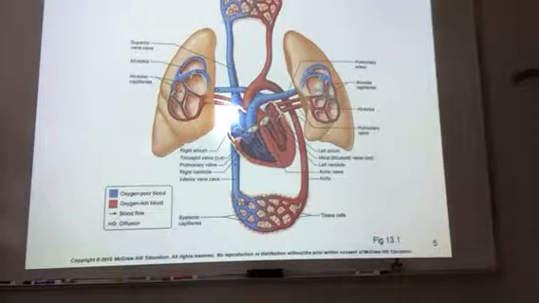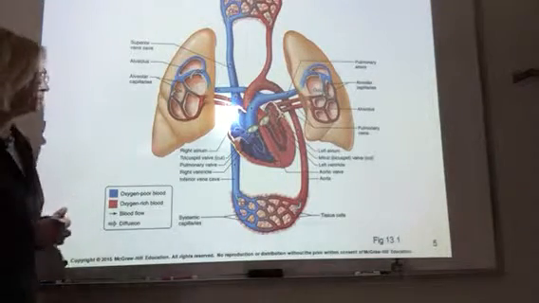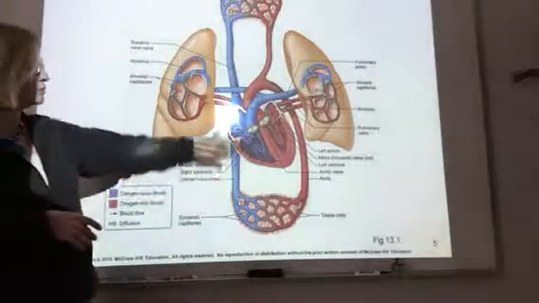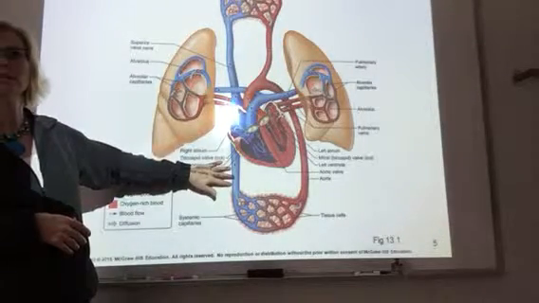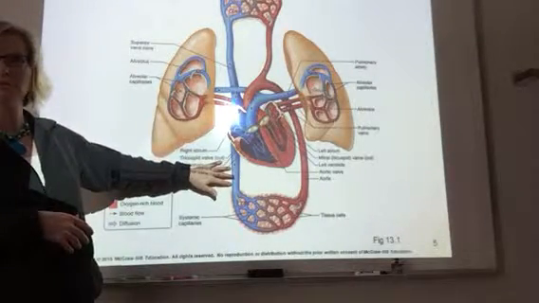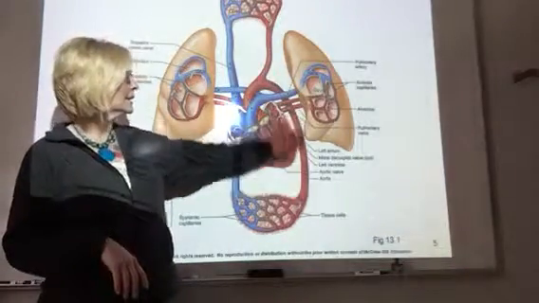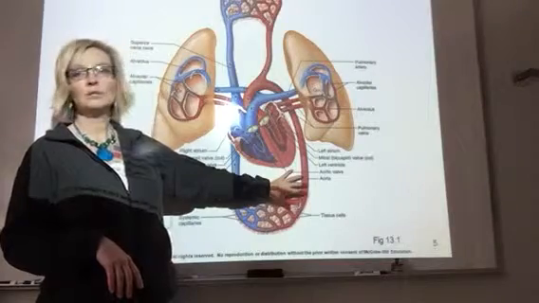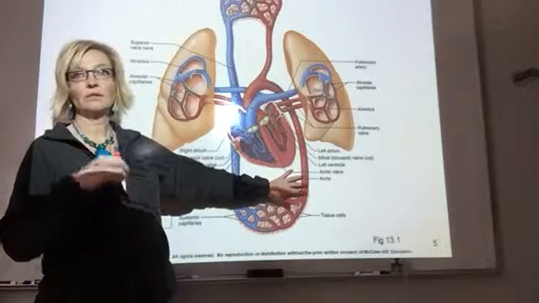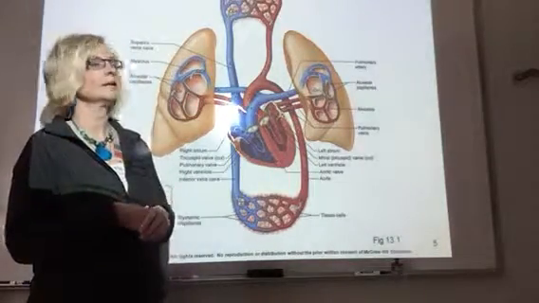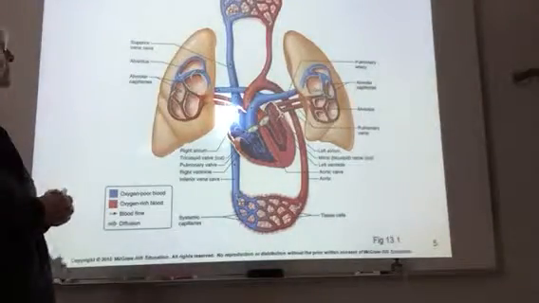So when I look at a diagram of blood vessels, blue means deoxygenated, which typically means veins for the most part. Red carries oxygen, which typically means arteries for the most part. There are a couple of exceptions.